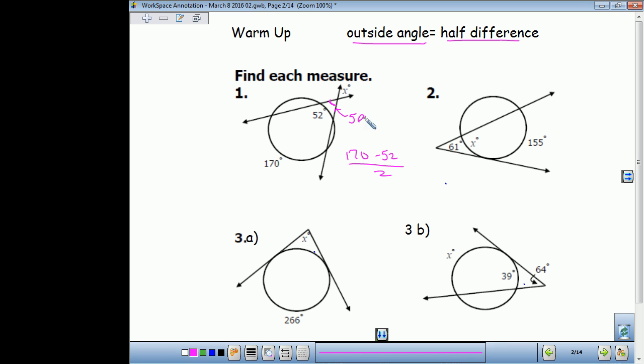Where's the 9? There we go. All right, well, these two angles are vertical angles, so x would also be 59 degrees. Any questions about number 1?